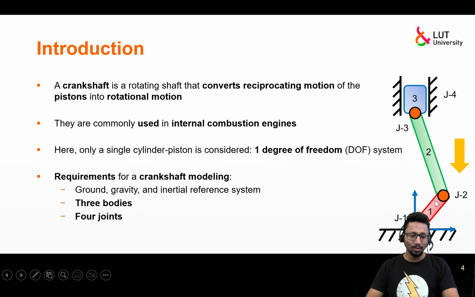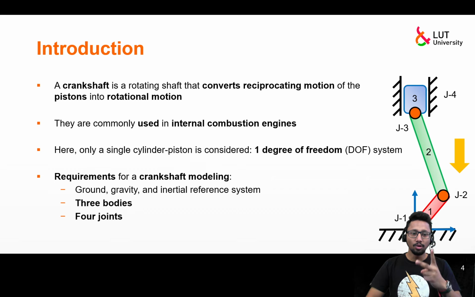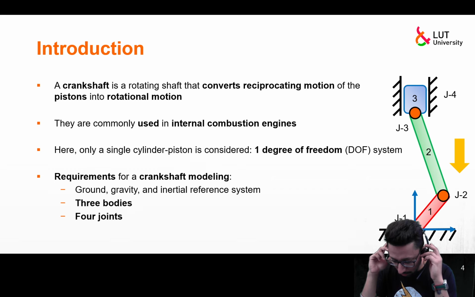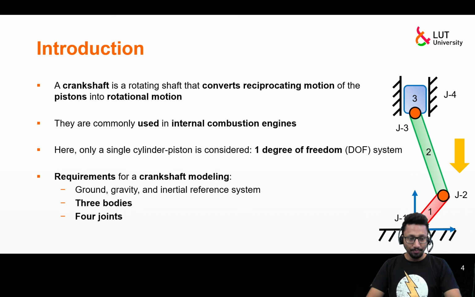So each revolute joint in two dimensions introduces two constraint equations, and each translational joint in two dimensions also introduces two constraint equations. So three revolute joints introduce six, and then one translational joint introduces an additional two. So a total of eight constraint equations that you have in 2D and 9 coordinates. So 9 minus 8 is 1, correct?